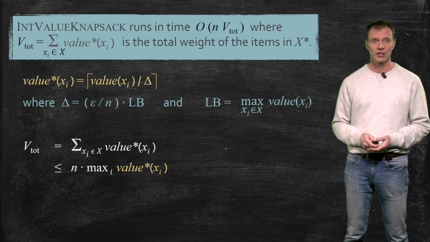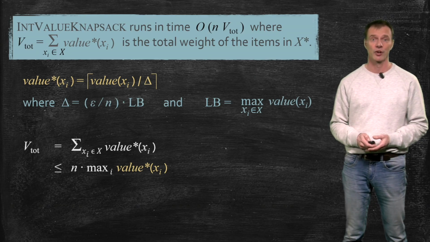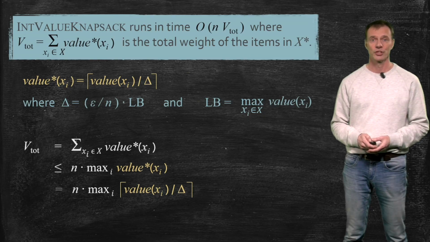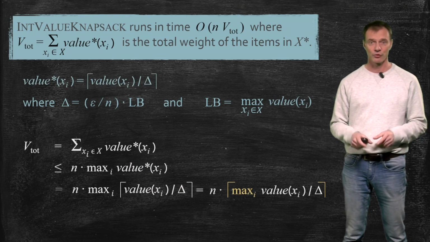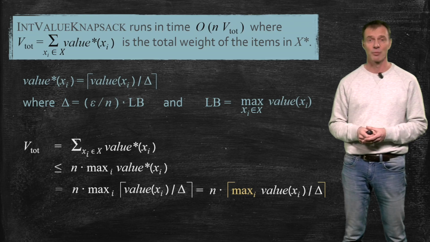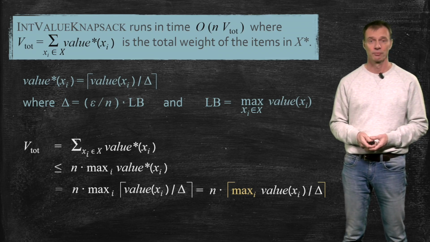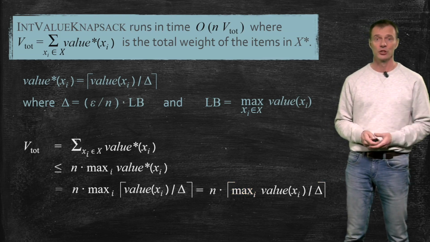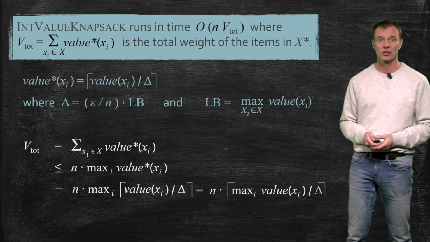Let's have a look at that. There we can use that value star is equal to value divided by delta rounded up. So that's what you see here. And then the first trivial observation that we can make is that instead of rounding after taking the maximum, this is bounded by rounding the maximum. So now we're almost there. We just need to plug in the value of delta. So let's see what happens when we do that.